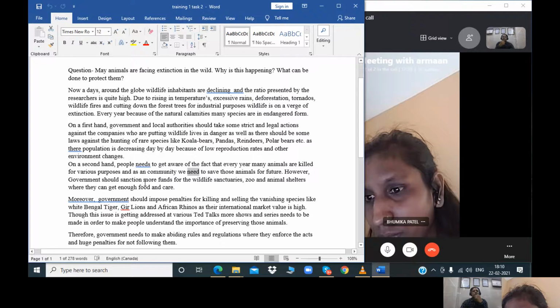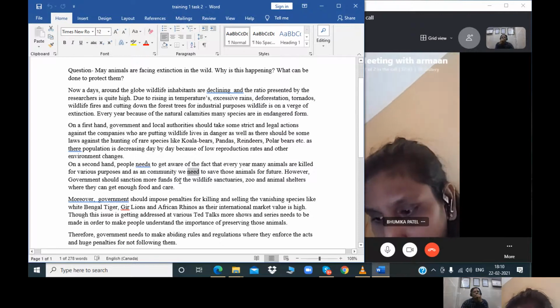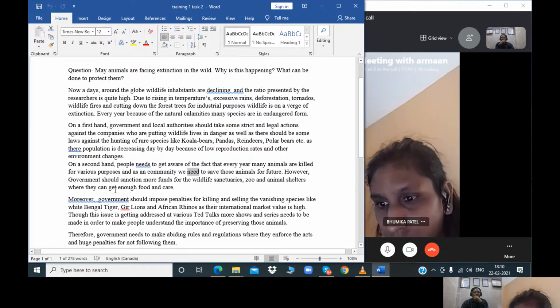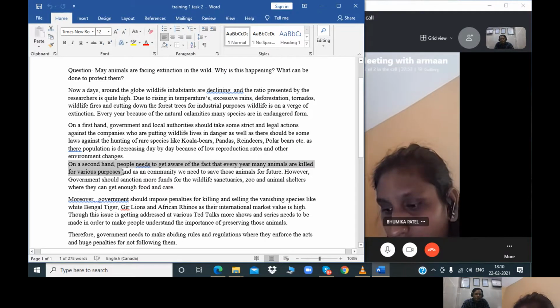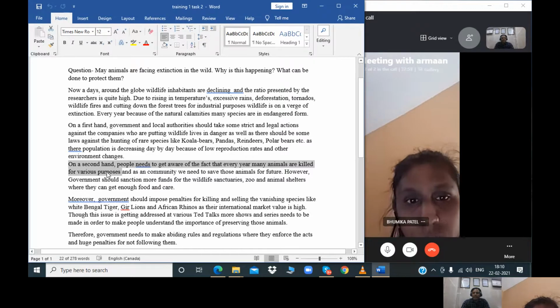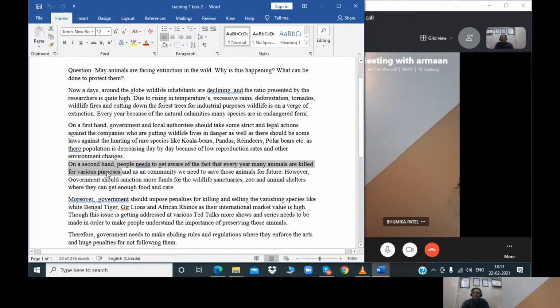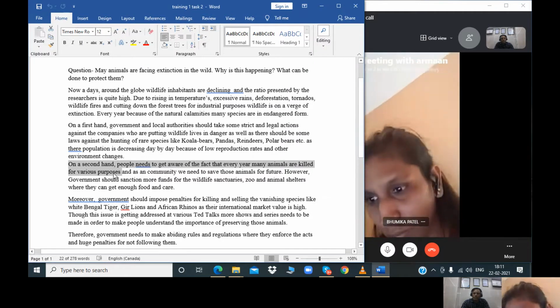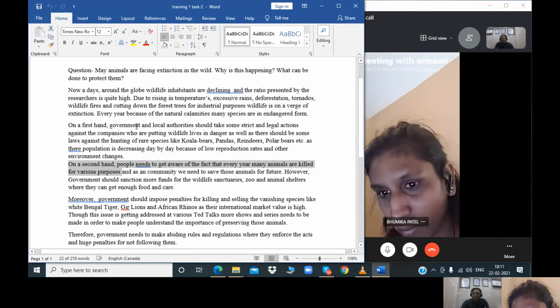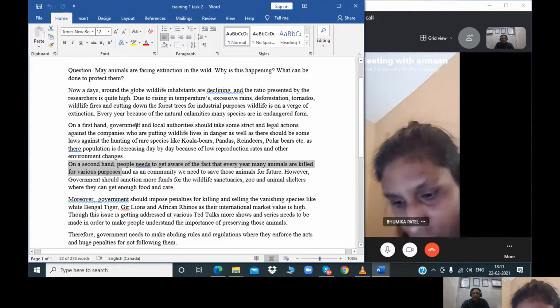However, government should sanction more funds for the wildlife sanctuaries, zoos and animal shelters where they can get food. So this is, look, one more here. Here you have made some mistakes. This is one of the reasons. Every year many animals are killed by hunters, illegal poachers. So this line should be added in the problems or causes.